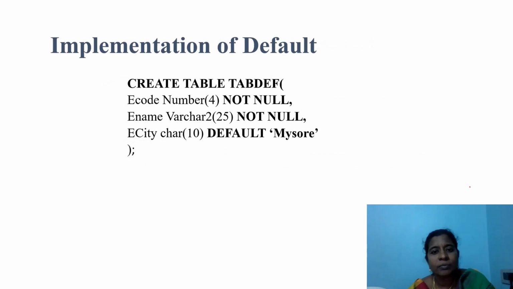An implementation of default, for example, while we're creating a table for a particular attribute. So here we have an attribute called employee city, ECT. By default, all the values are Mysore. In that case, you can mention that as Mysore. So what is the default value? So that you can mention.